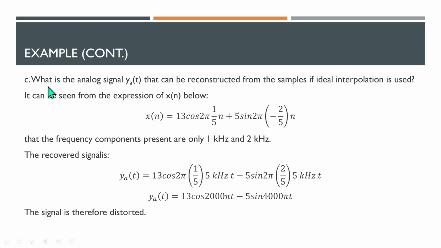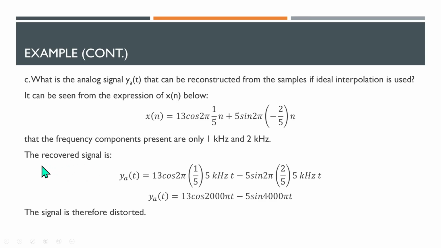Letter C. What is the analog signal y sub a of t that can be reconstructed from the samples if ideal interpolation is used? It can be seen from the expression of x of n below, which is this one, that the frequency components present are only 1 kHz and 2 kHz, wherein the original frequency components are 1, 3, and 6 kHz.